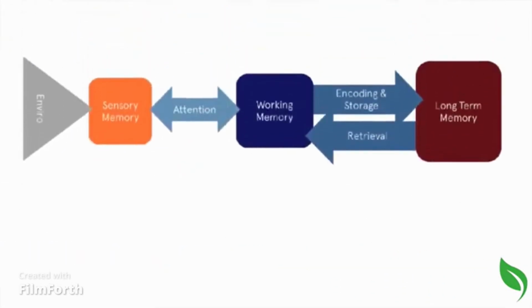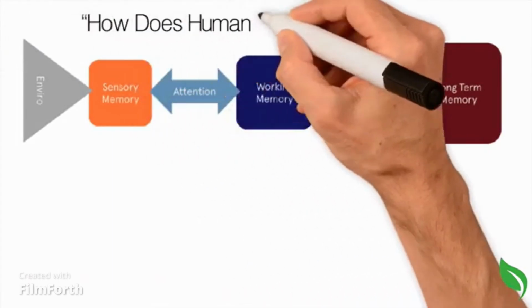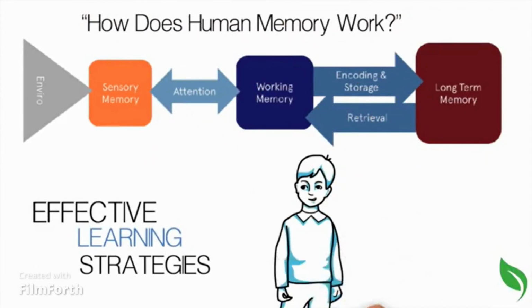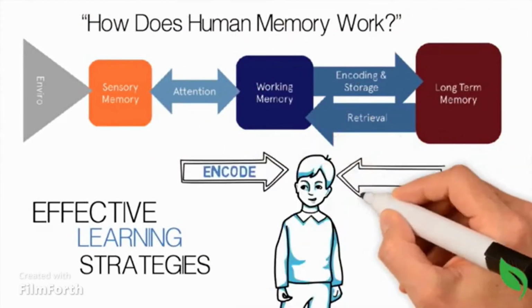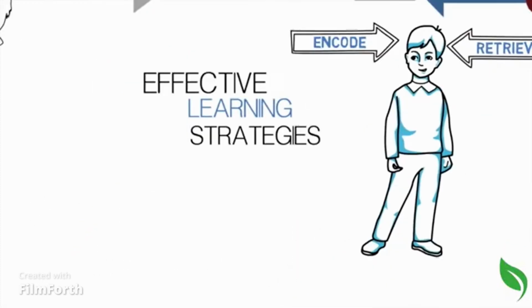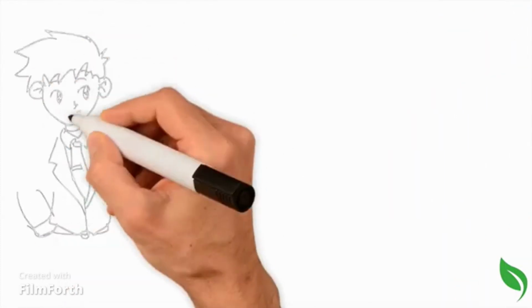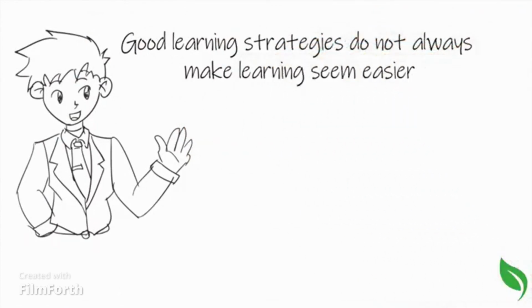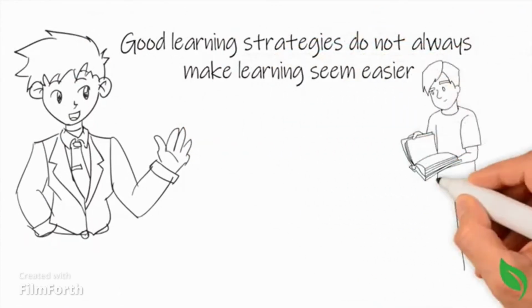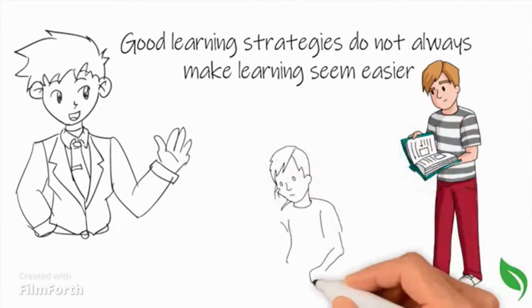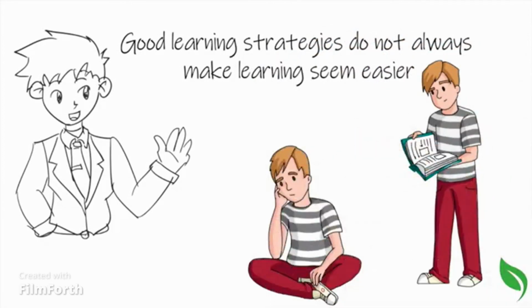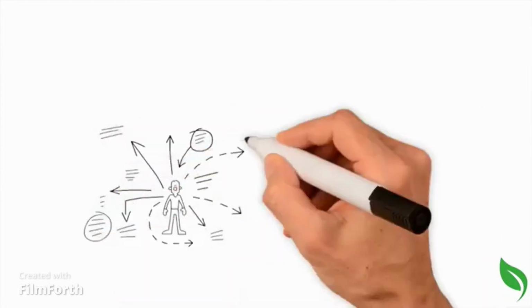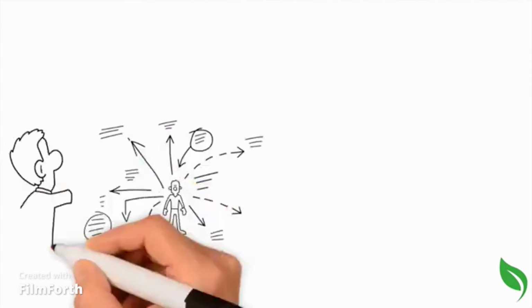However, based on the memory model introduced in the section entitled How Does Human Memory Work?, we can see that effective learning strategies will help learners to either encode information or retrieve it, or sometimes both. An important thing to note is that good learning strategies do not always make learning seem easier. Learning strategies that make learning seem easier, like reading, often do not help learners remember and use that information later. More often, learning strategies that seem a little more difficult are more effective for long-term learning.